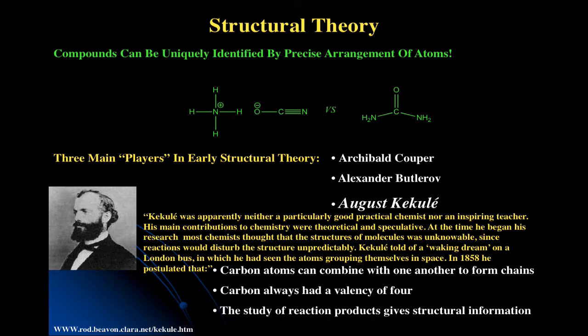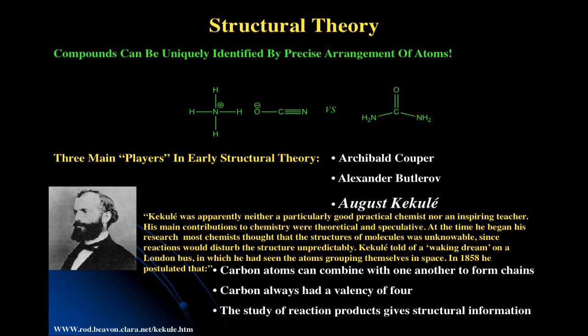He postulated that carbon atoms can combine with one another to form chains, meaning we can keep adding carbons to carbons and making new molecules. He postulated that carbon always had a valency of 4. What does that mean? It will form 4 bonds. Now, it can form 4 single bonds. It can form 3 single bonds and a double bond. It can do all kinds of things, but it's going to form 4 bonds.